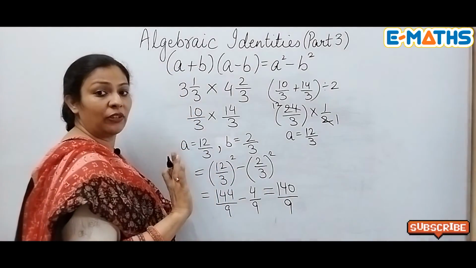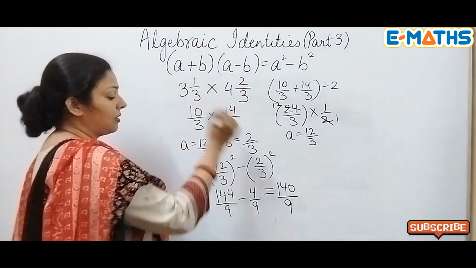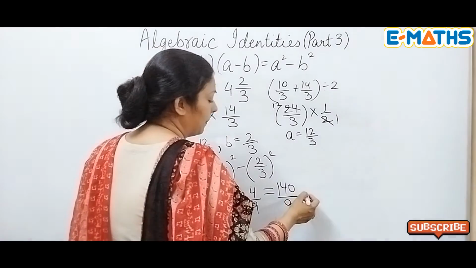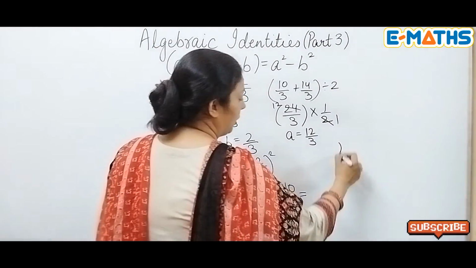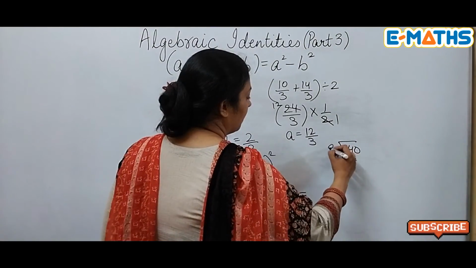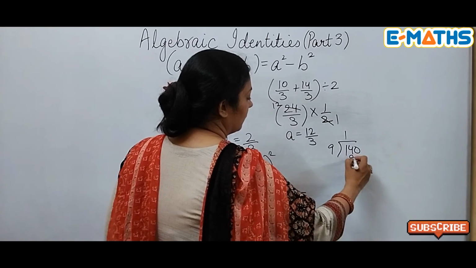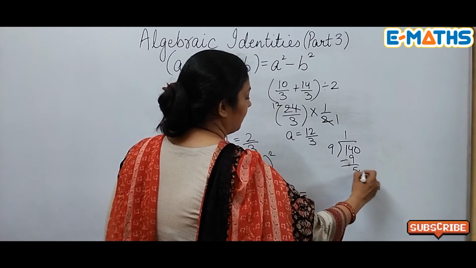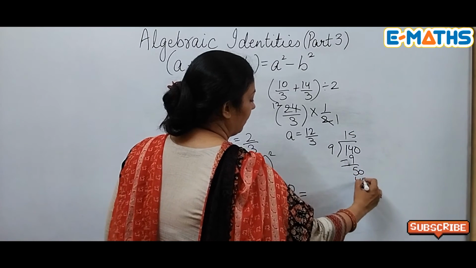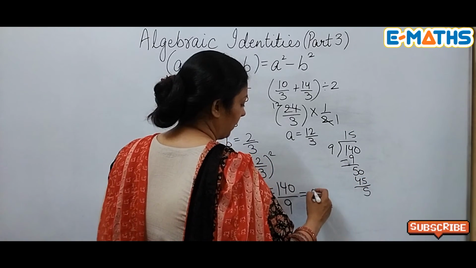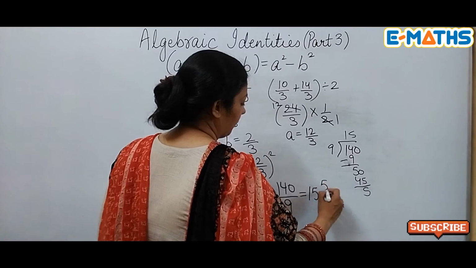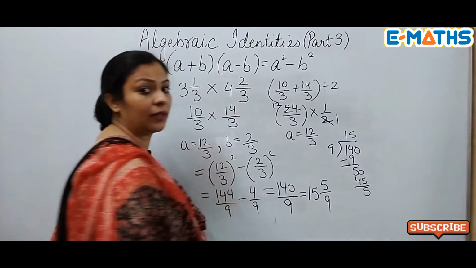Now remember one thing, when your question is in the form of mixed numbers, do give your answers in mixed form. So you simply need to divide 140 by 9 to get your answer. 9 1s are 9, 9 5s are 45. So our mixed form will be 15 5 by 9.